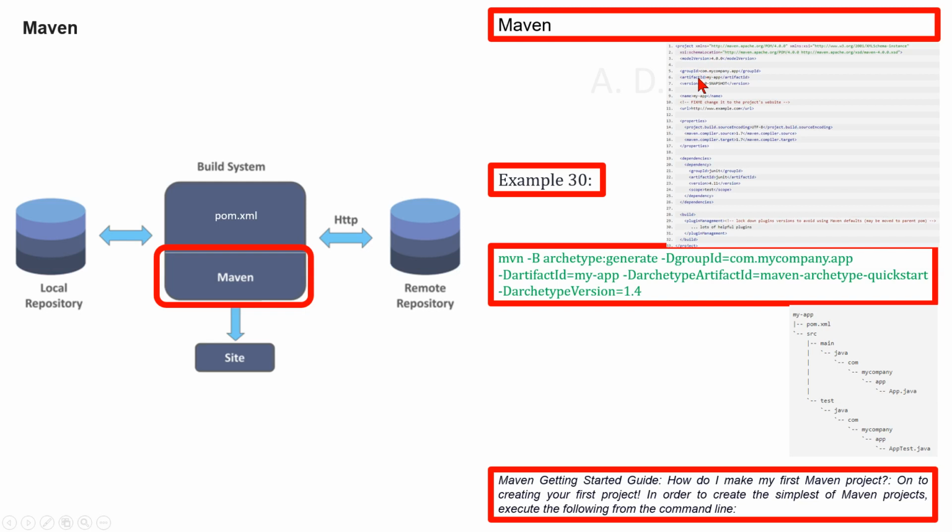Group ID: this element indicates the unique identifier of the organization or group that created the project. The group ID is one of the key identifiers of a project and is typically based on the fully qualified domain name of your organization. For example, org.apache.maven.plugins is the designated group ID for Maven plugins.